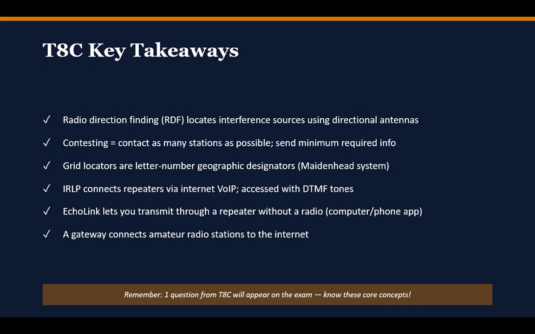Grid locators are letter-number geographic designators, the Maidenhead grid system. Like I'm at Echo Mike 87, or I'm sorry, 86, Echo Mike 86. It further truncates out and pins you down even further. I think mine is like Echo Mike 86 VO. But if you work FT8, that is actually a part of the exchange.